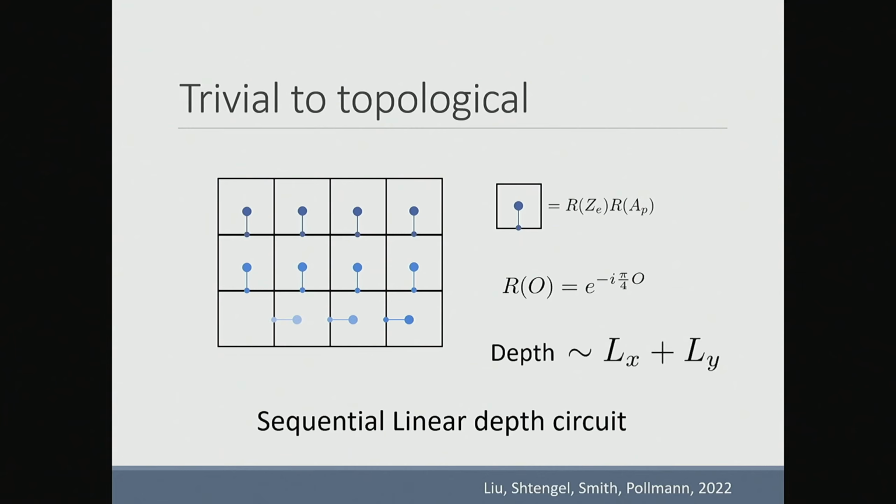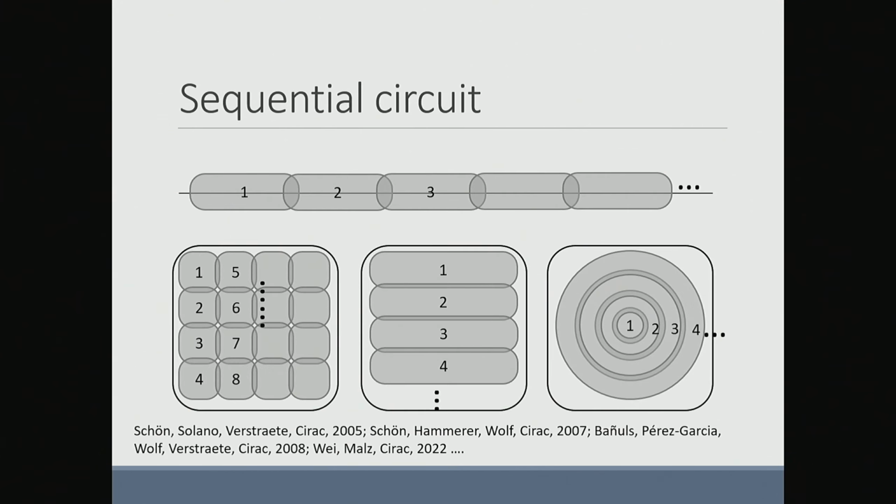And the circuit depth, meaning the number of steps it takes to cover the whole system, scales as Lx plus Ly. So that's another linear depth sequential circuit. Okay, so based on these examples, we propose the general notion of a sequential circuit, where you can follow a different sequential pattern from left to right, or patch by patch, or line by line, or radially. It doesn't matter. It can be all different sorts of patterns.